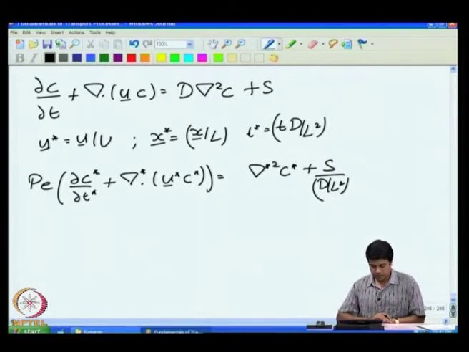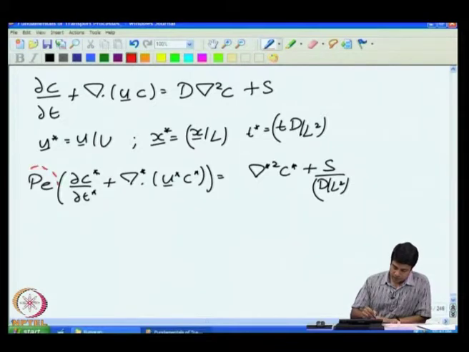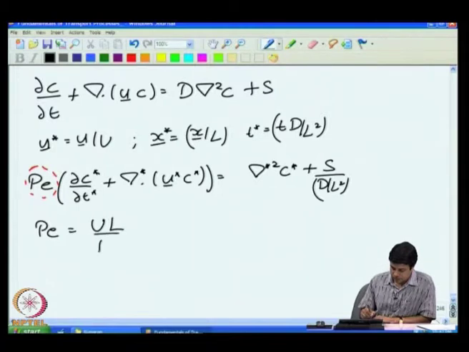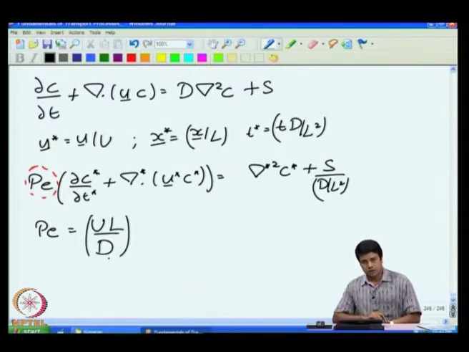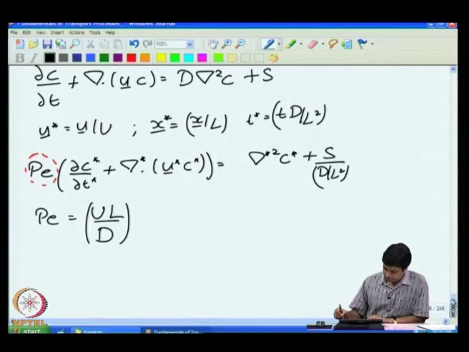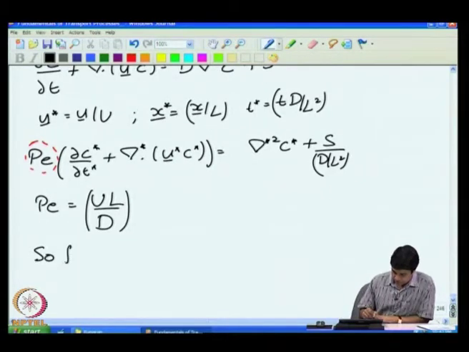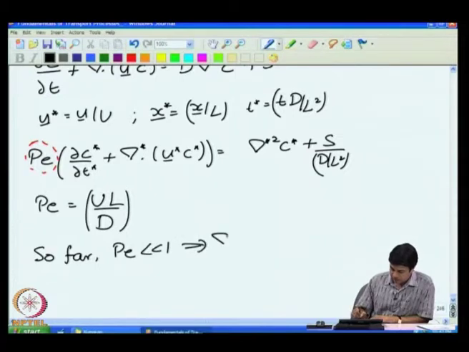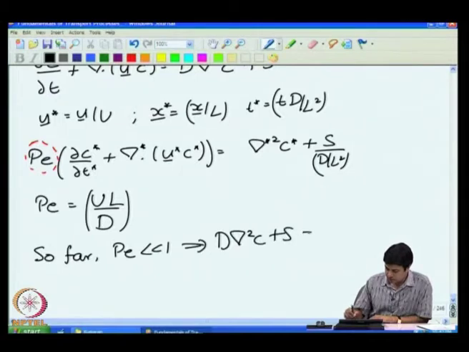So, this is what you get, and there is this Peclet number sitting out in front here, which is basically Pe is equal to U L by D. So far, we have been considering the limit of low Peclet number, which implies that the equation reduces to D del square c plus source is equal to 0.